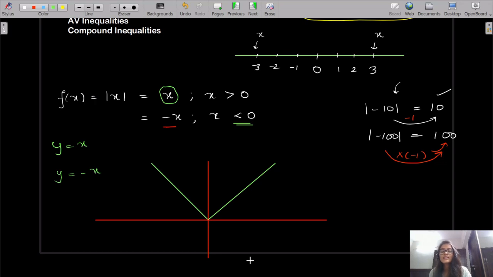And what happens when x is equal to 0? That means what is the distance of 0 from 0? Well, it's just 0. So when x is equal to 0, you'll just get x. So I can put an equality symbol here.